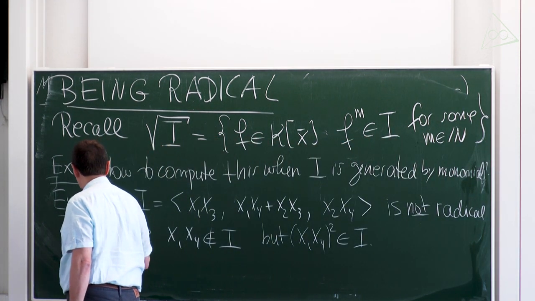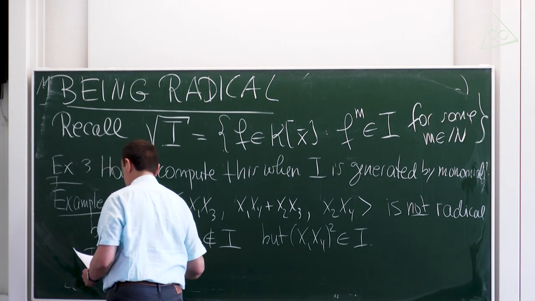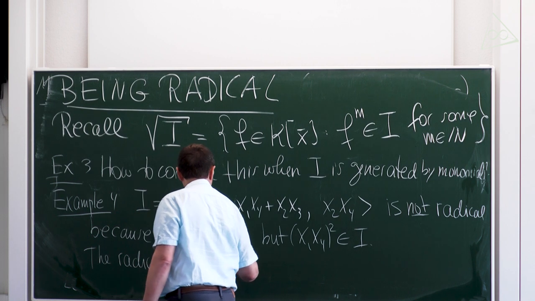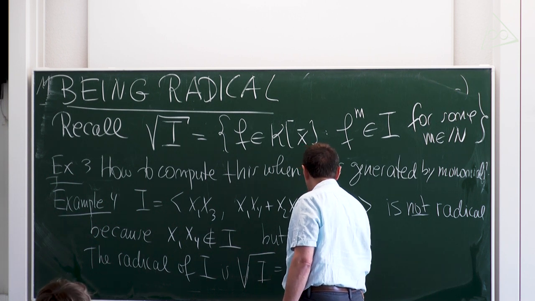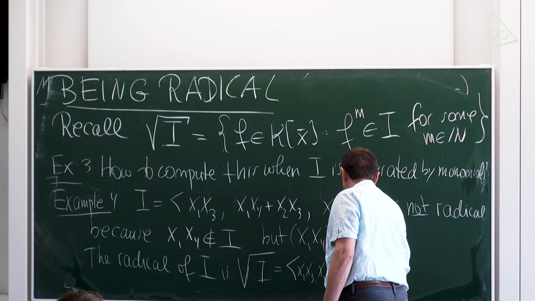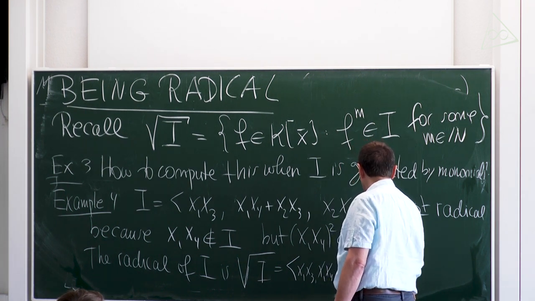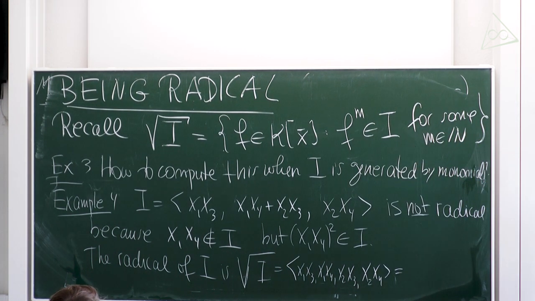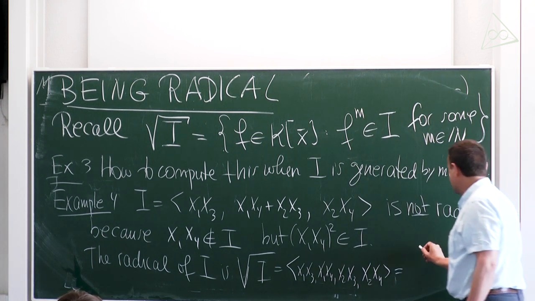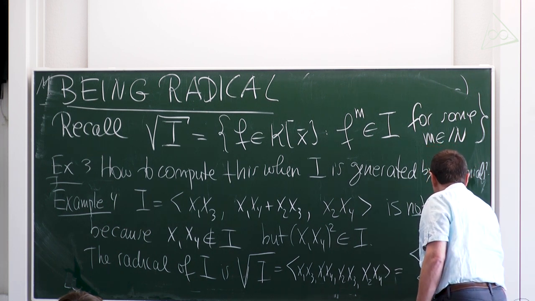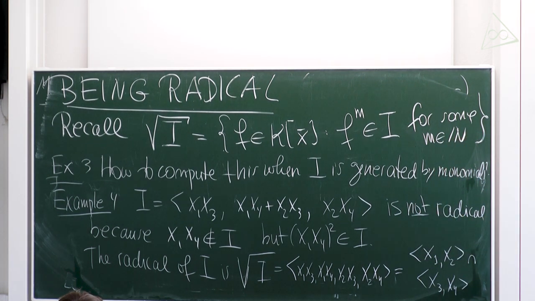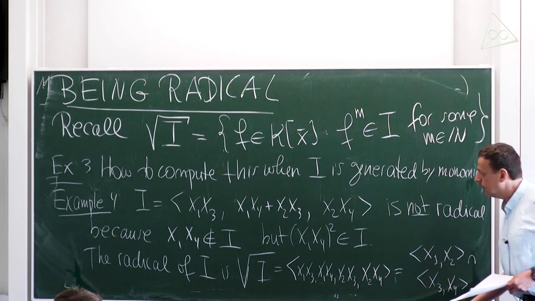But the radical can be computed. The radical of I is the ideal generated by all monomials that you see. So x1 x3, we know that x1 x4 is in, so therefore x2 x3 has to be in, and then x2 x4 has to be in. We also know from the very first lecture that being radical is equivalent to being an intersection of prime ideals, so we can write this as an intersection of prime ideals, (x1, x2) intersected with (x3, x4). Okay, so that's a little example of something that's not radical, but the radical turns out to be a nice radical monomial ideal.